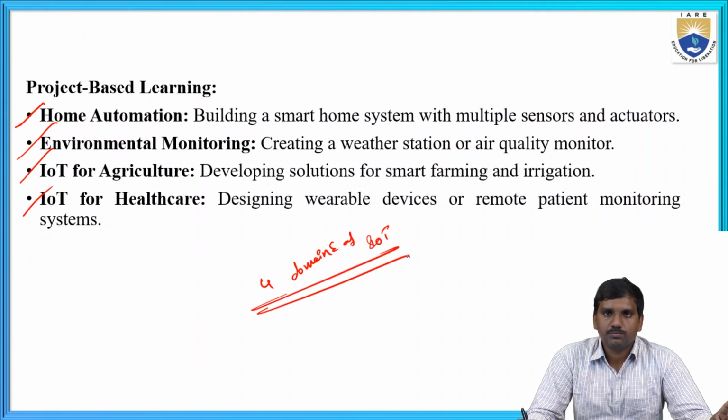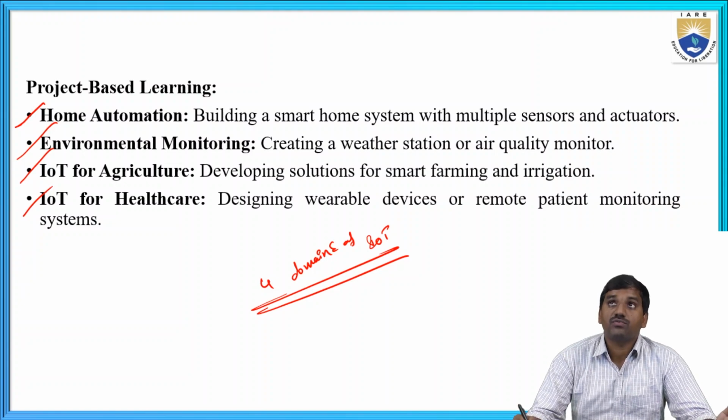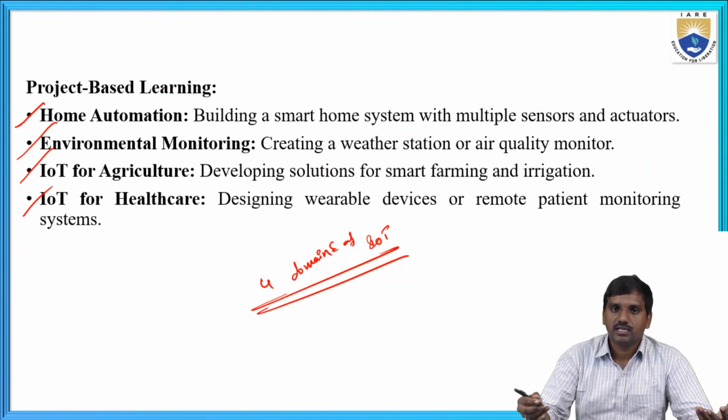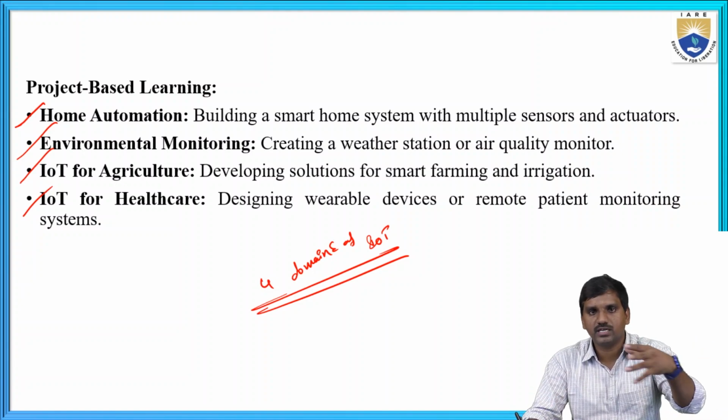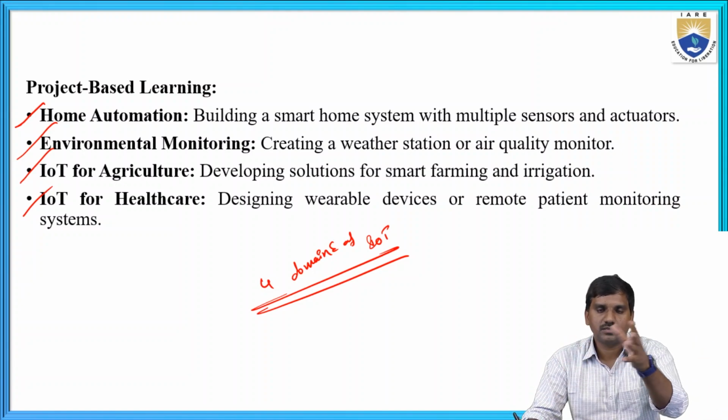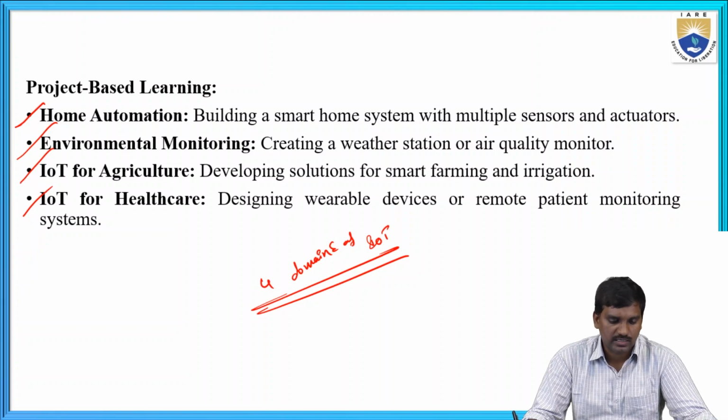Home automation: building a smart home system with multiple sensors and actuators. For security, for fans, for ACs, for TVs, whatever electronic appliances are available in the home, they can be connected to the internet to make an IoT smart world, like that. In project-based learning, home automation is one of the domains.